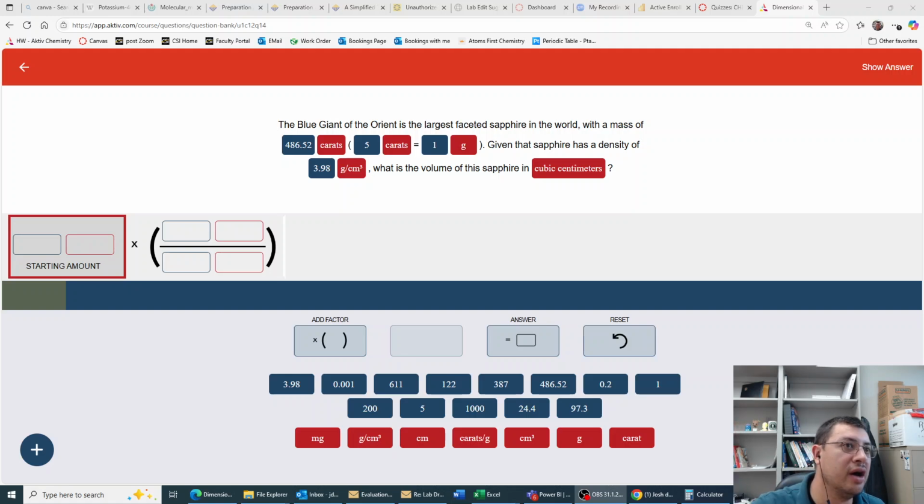All right, let's see, and they want cubic centimeters. So we need a density somewhere, and there might be some conversions along the way, some busy work of changing units. But let's see.